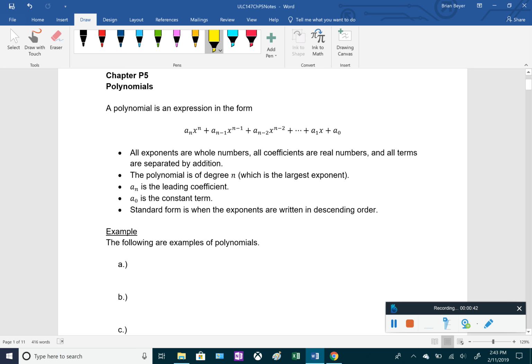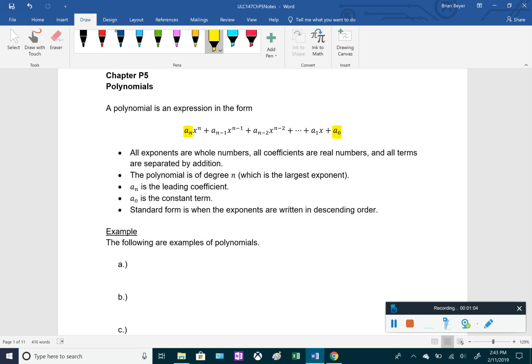The a sub n, so the coefficient on the term with the largest exponent, is called the leading coefficient. The term without an exponent is just called the constant term. And standard form is when the exponents are written in descending order.